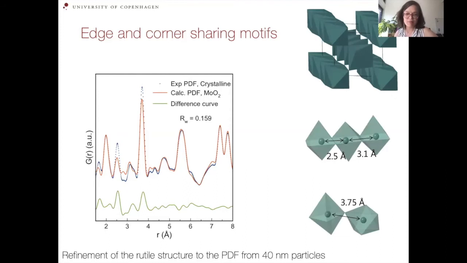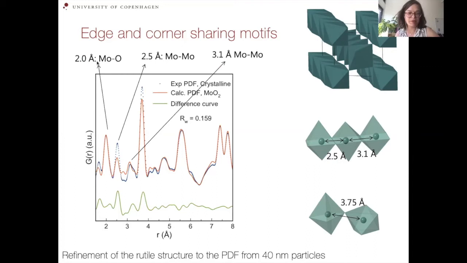Since we know the structure here, we can index all of the PDF peaks and say what exactly they come from. If we look at these peaks here, this first one would be a molybdenum-oxygen peak. Here we have an edge sharing molybdenum-molybdenum and a second edge sharing molybdenum-molybdenum distance because we have this distorted rutile model that we're using. This would then be the corner sharing peak here at 3.75. And what we see is that there's something wrong with how these are described. There's something wrong with how much edge sharing versus corner sharing we have.